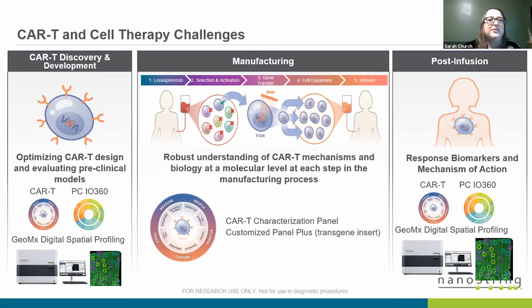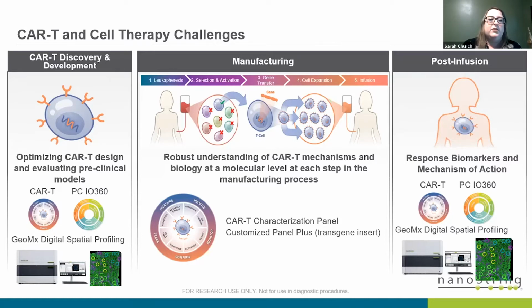NanoString Technologies has been developing tools to help researchers address some of the challenges in the CAR-T and cellular therapy field. We've been collaborating with key opinion leaders in the field to establish 3 areas of challenges for CAR-T biology, including CAR-T discovery and development, manufacturing, and post-infusion. For CAR-T discovery and development, we focused on bulk gene expression panels that cover characterization of T cells and cellular therapy targets, including immune status and cell types. In addition, we have panels that examine how cellular therapies may be modulating the immune contexture of the tumor microenvironment.